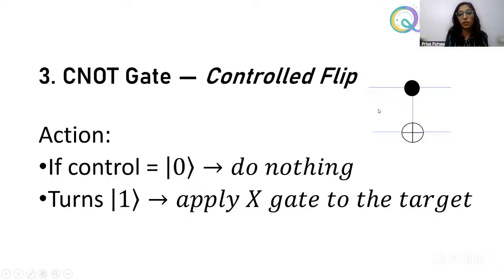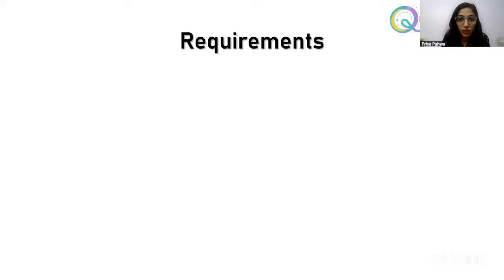If I give 0, 1, it remains 0, 1. But if I give 1, 0, here comes 1, and I said I will apply an X gate to the target. That means 1, 0 will become 1, 1. And further, if I apply 1, 1, again the control is 1, so it will change it to 1, 0. So this is how the CNOT gate works. All these three gates, which I will be going to talk about, play a big role in the algorithms.